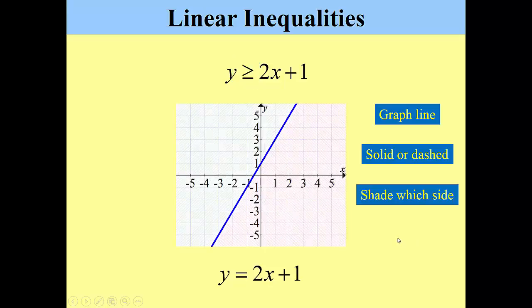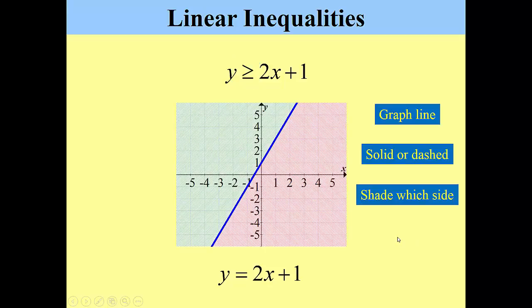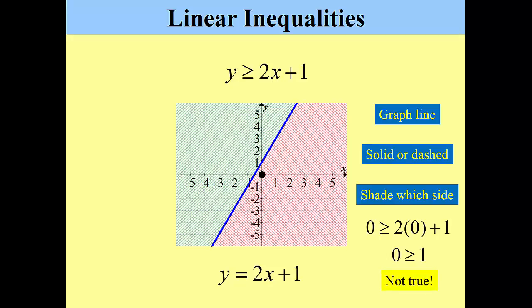Then we want to decide which side of the line to shade. To determine that, we choose a point that is on one side or the other and that we know the coordinates for. 0, 0 is a good point to use because it's easy to calculate with. If we plug a 0 for y and a 0 for x, we get 0 is greater than 1. That is not true. So the side where the dot is does not get shaded. This is the graph of the inequality.